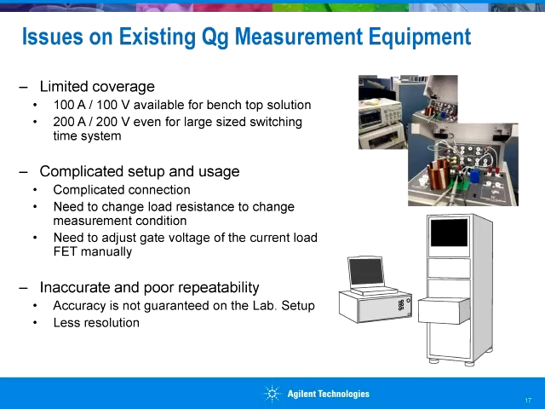Also, since this kind of equipment uses a digitizer like an oscilloscope, accuracy is not as good as an SMU, source measure unit, and it also has less resolution. For example, a typical oscilloscope has only 8-bit resolution, but the SMU has equivalent 20-bit measurement resolution.